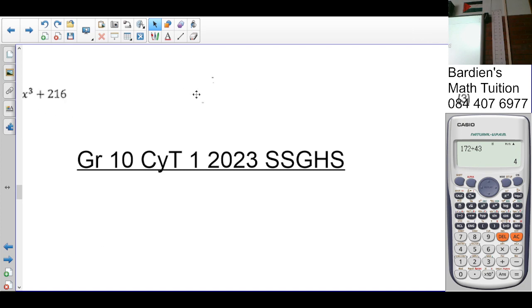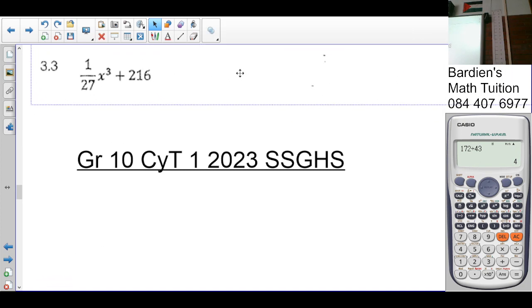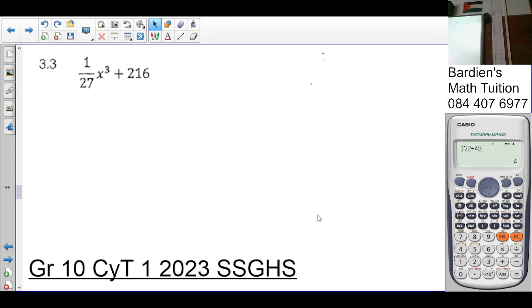This is 3.3. And 3.3 is one of two ways I can do it. I can either take out 1 over 27 as a common factor, or use it as it is. The cube root of 1 over 27x cubed is 1 over 3x. The cube root of 216 is 6. So we factorize, and that's 1 over 3x plus 6.